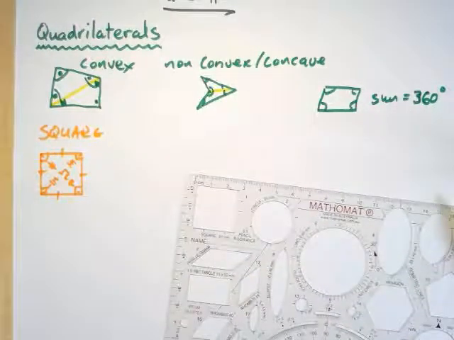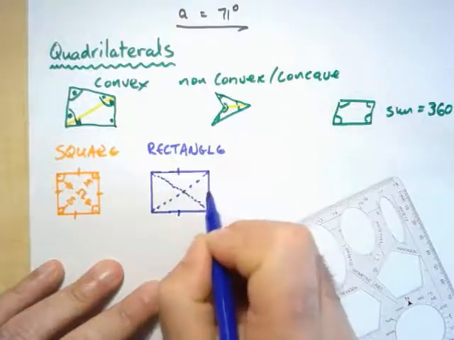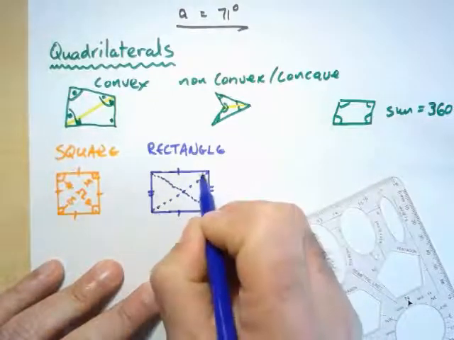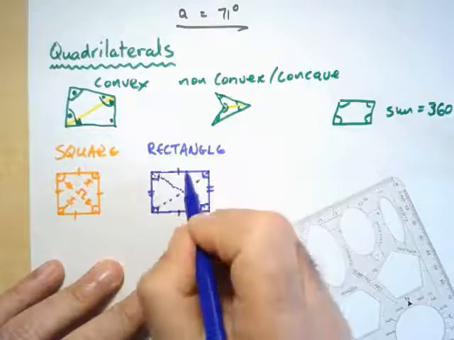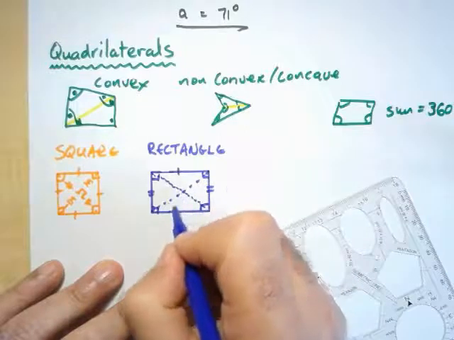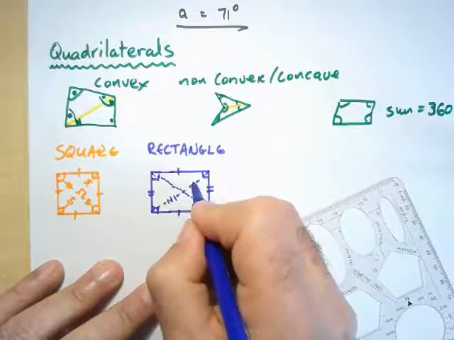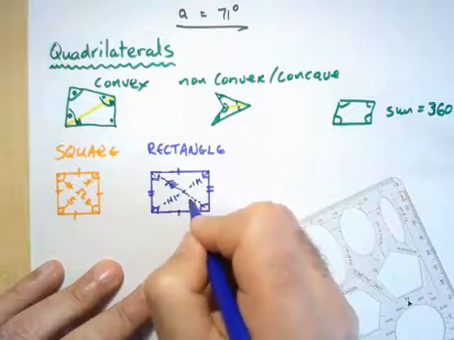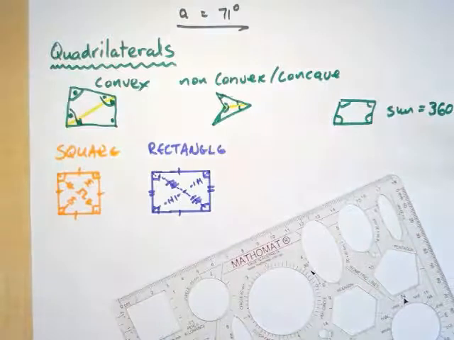So the first one was a square. The next one is a rectangle. Opposite sides are the same, angles are 90 degrees, which means they are parallel. We can also see the diagonals are not at 90 degrees, but they are all the same size. So if you do it properly, you'll be able to see this.